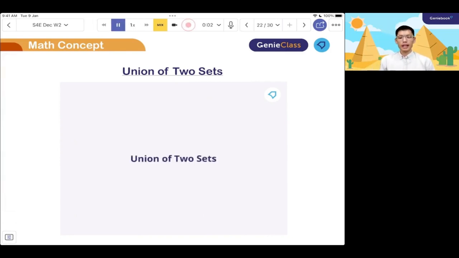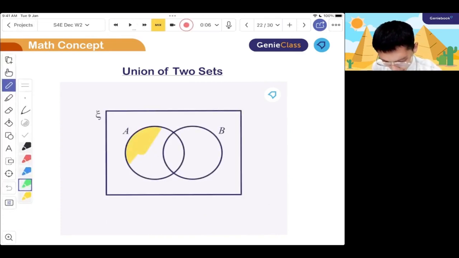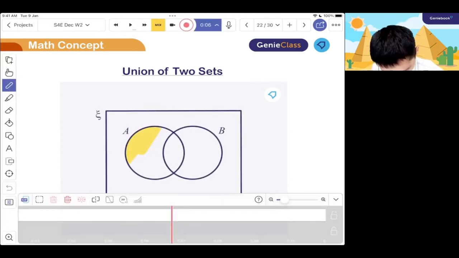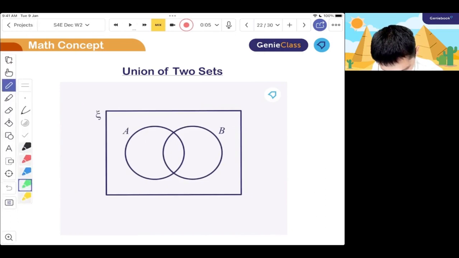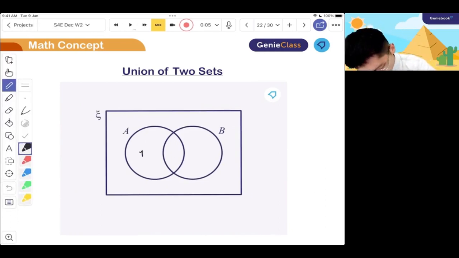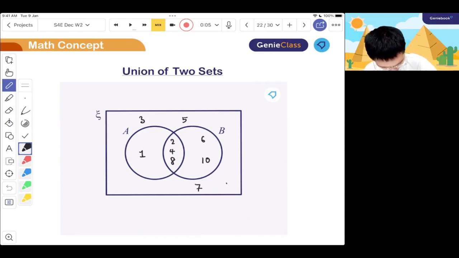Union of two sets. Looking at this animation, again, let me rewind first, sorry. It's not supposed to come out first. Okay, sorry for that. Let me just go to intersections. Suppose, let me fill in these numbers: 1, 2, 4, 8, 6, 10, 3, 5, 7, 9.